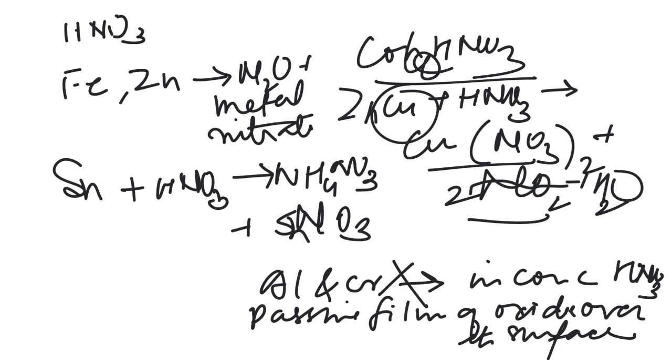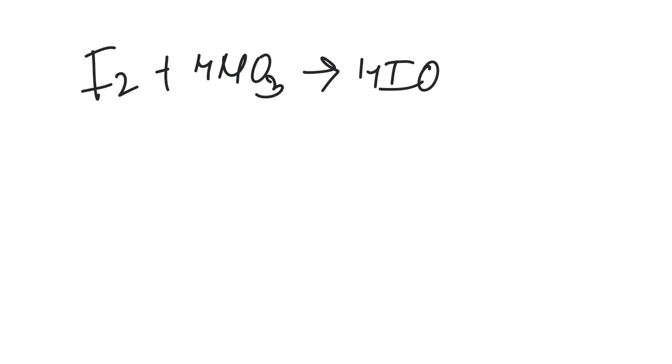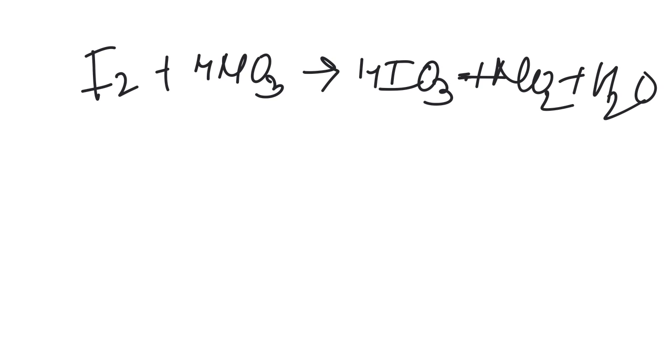Now concentrated HNO3 can also react with non-metals. We have seen this for metals. So let us see some of the reactions of HNO3 with non-metals. Concentrated HNO3 plus non-metals. If you take I2, it will react with HNO3 and form iodic acid, HIO3, plus NO2 plus H2O. I am not balancing the reaction; iodine is oxidized to iodic acid.